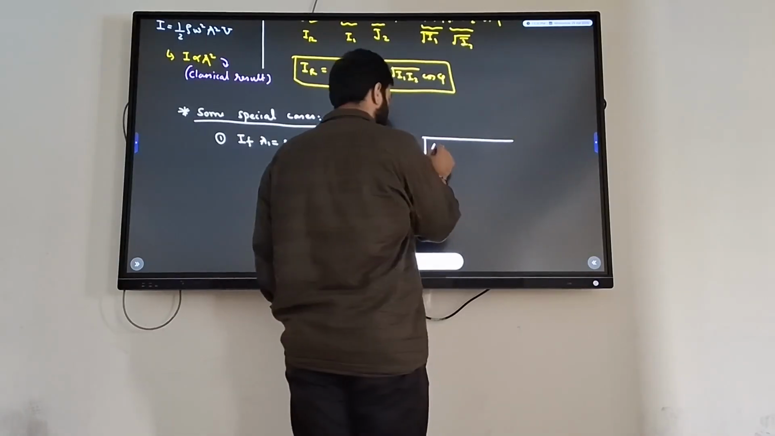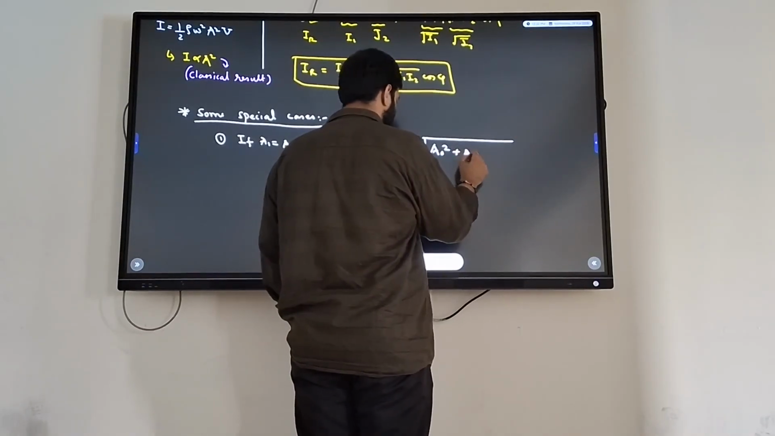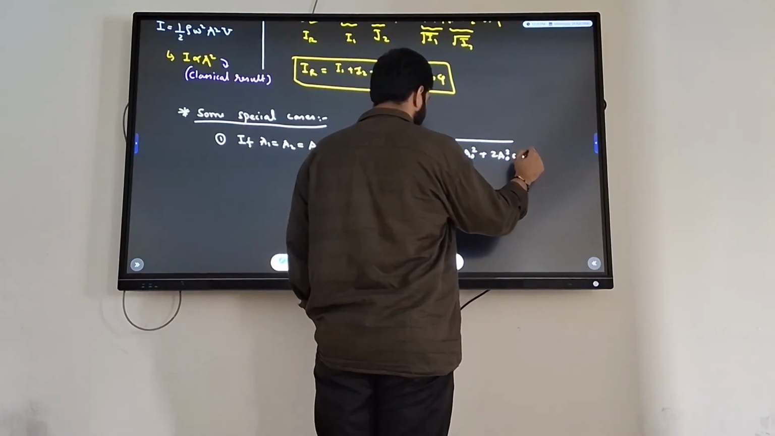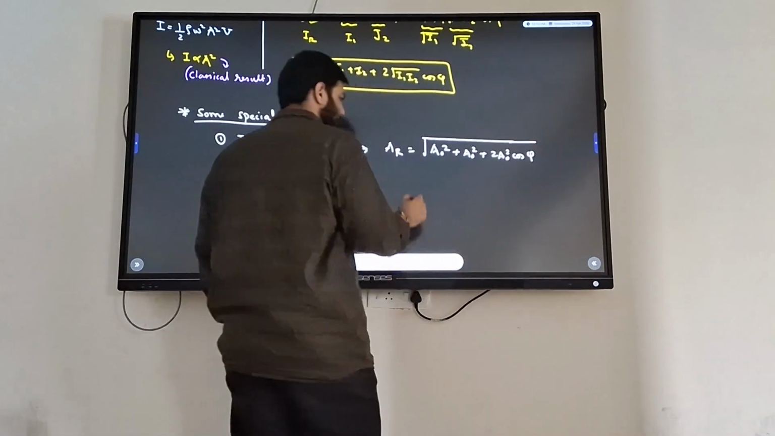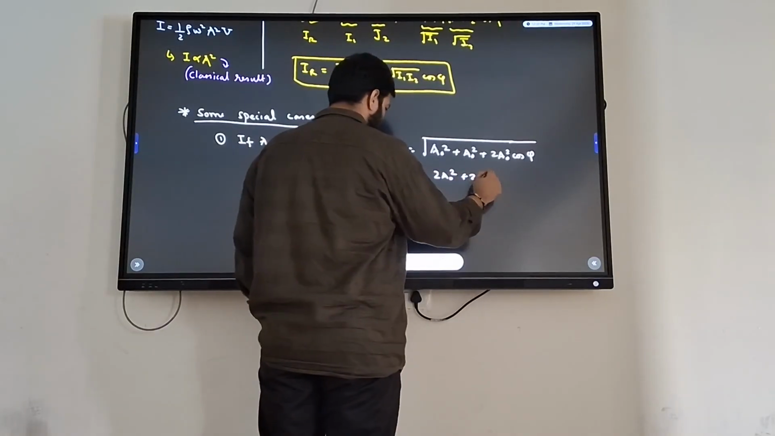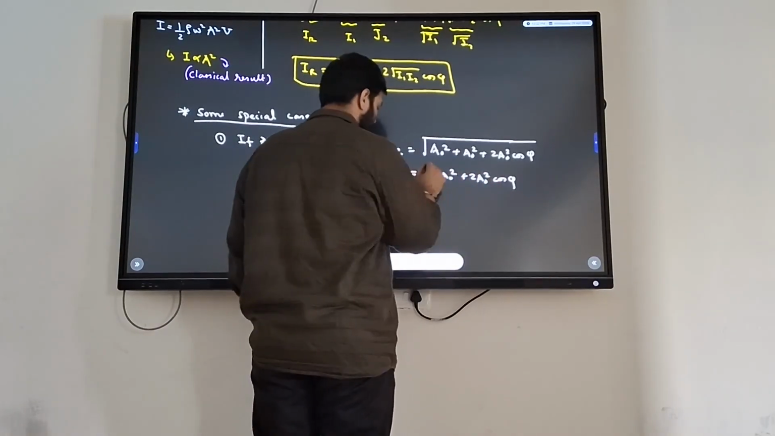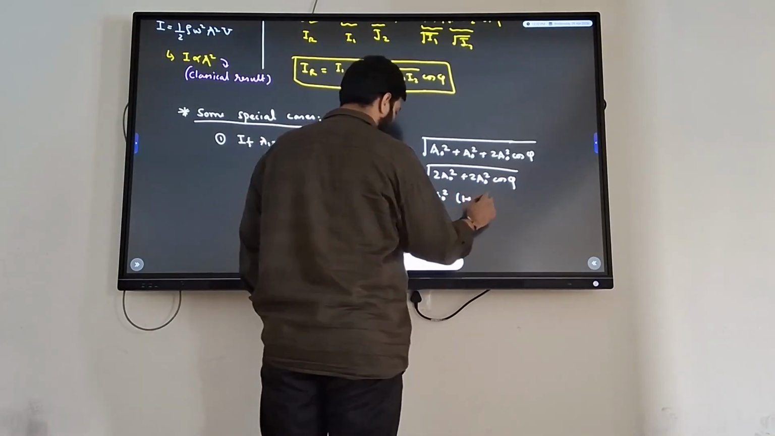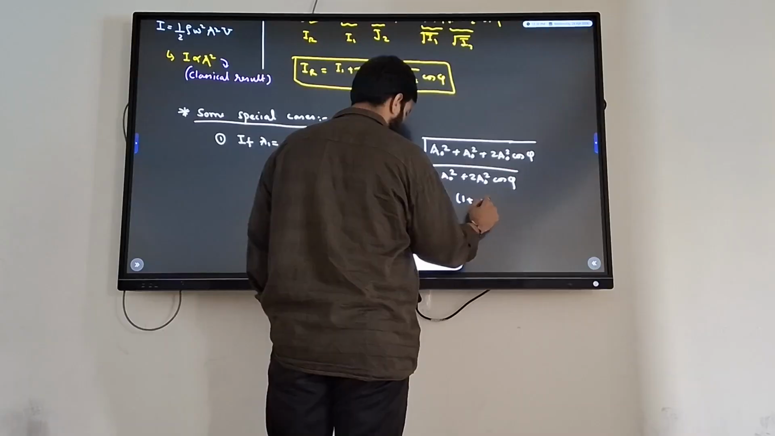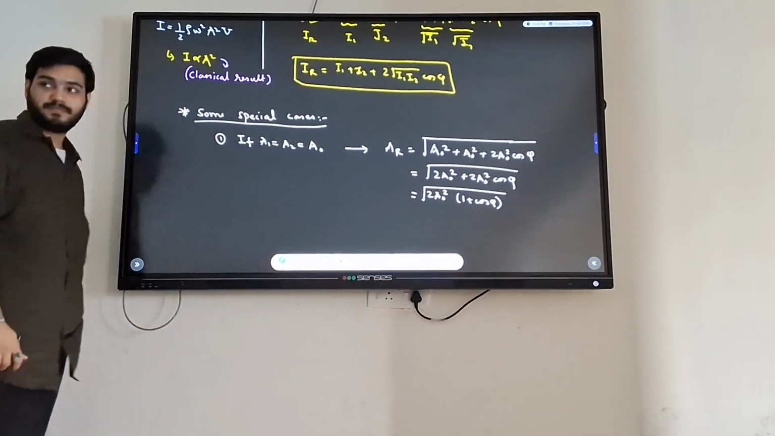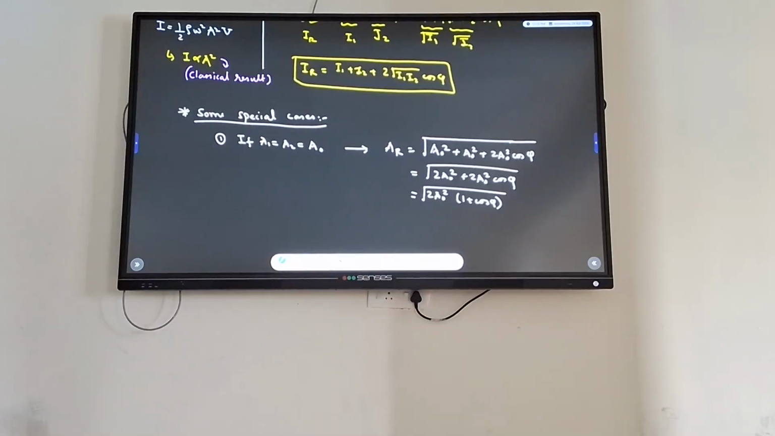So this is A0 square plus A0 square plus 2 A0 square cos phi. This will be 2 A0 square plus 2 A0 square cos phi. Take 2 A0 square common: 1 plus cos phi. But now, what is 1 plus cos phi equal to?